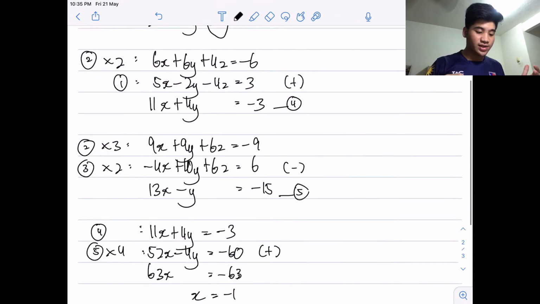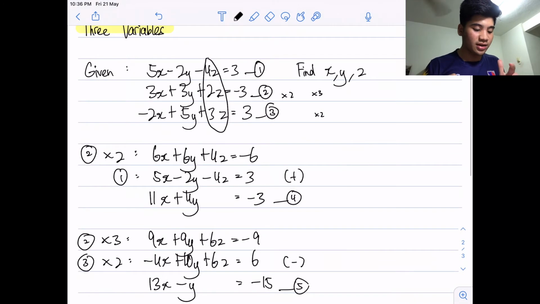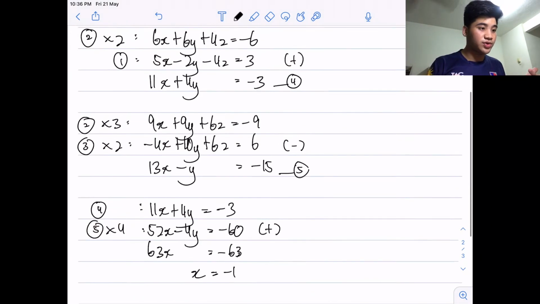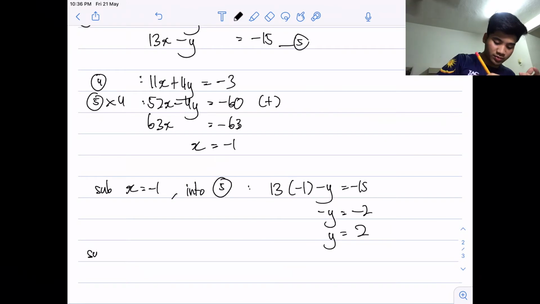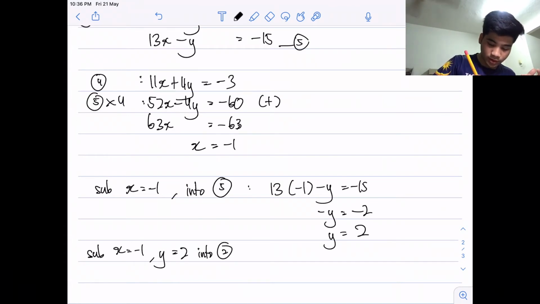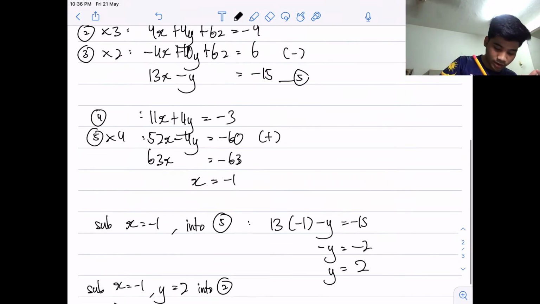Now, how are we going to solve z? I recommend just taking the easiest equation over there. Let's say equation number 2, right? So that's going to be 3x plus 3y. Let's do it down here. So we're just going to sub x equals negative 1 and then y equals 2 into equation 2. So that's going to be the same as 3 bracket negative 1.